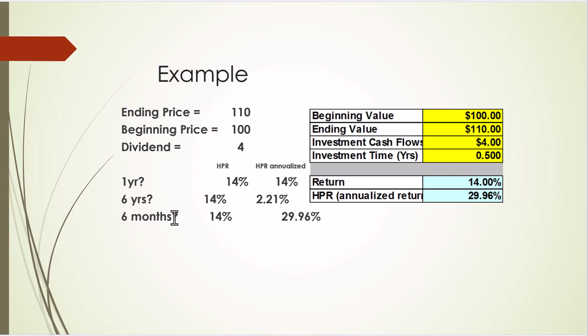What if it took 6 months? And the return you'd earn would be more, because not only would you earn this 14% in the first 6 months, you would earn another 14% in the second 6 months, and that would annualize or compound. So 14 times 2 is 28, plus the compounding over that 6-month period.